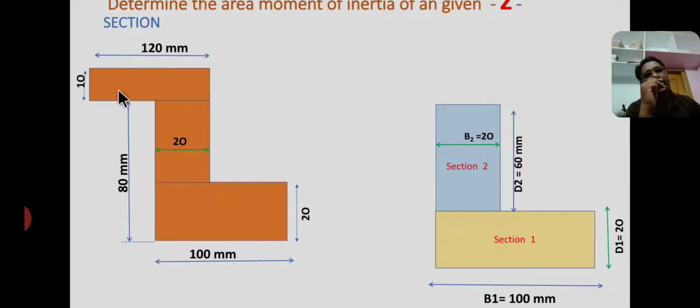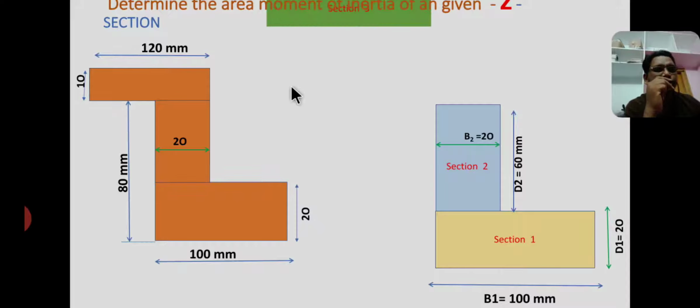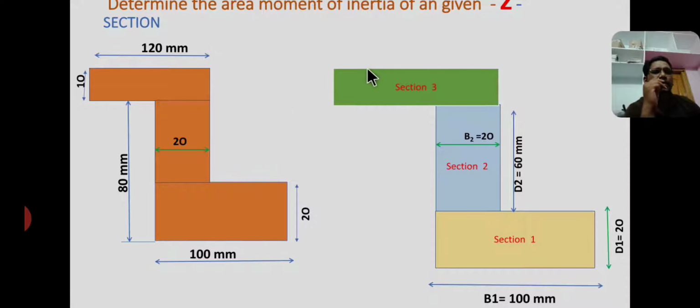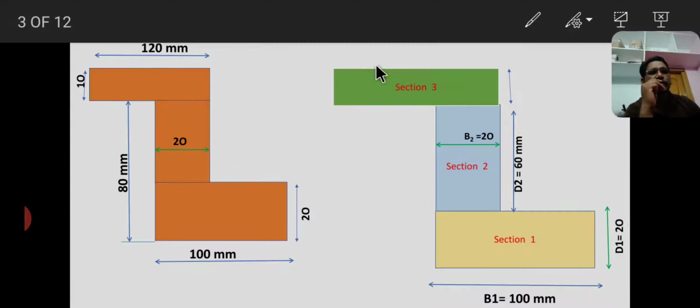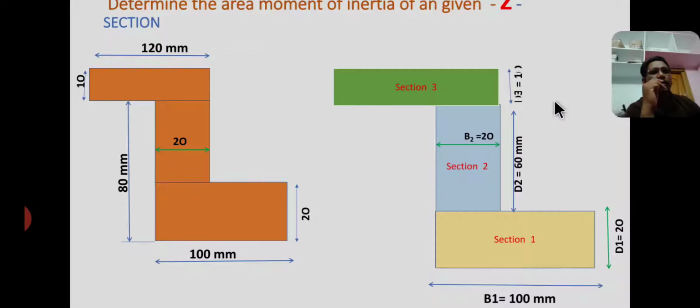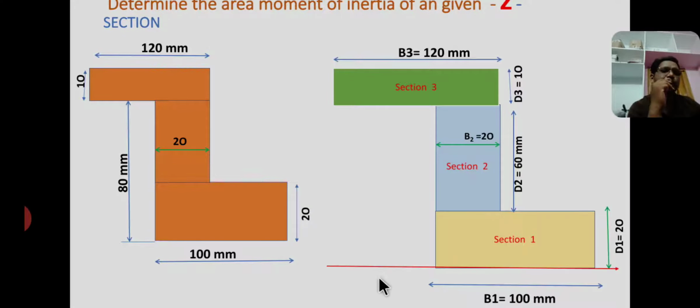Now, from here to here, I consider this as section 3, having dimensions base B3 and depth D3. D3 equals 10 mm and base B3 equals 120 mm. Okay, this is the third section. Now I consider the reference x axis at the bottom edge and the y axis at the left side edge. Okay, this is the origin.